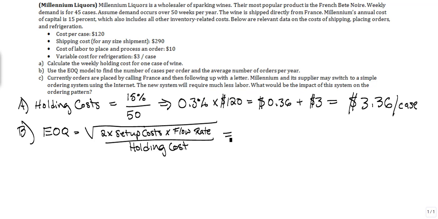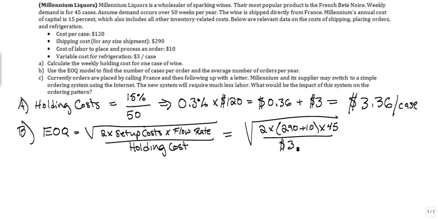Let's substitute all of these data points into the equation then and solve. It's 2 times 290 plus 10 times the weekly demand of 45 cases all over the holding cost of $3.36 that we just solved for. This results in an order quantity of 89.64 cases in order.